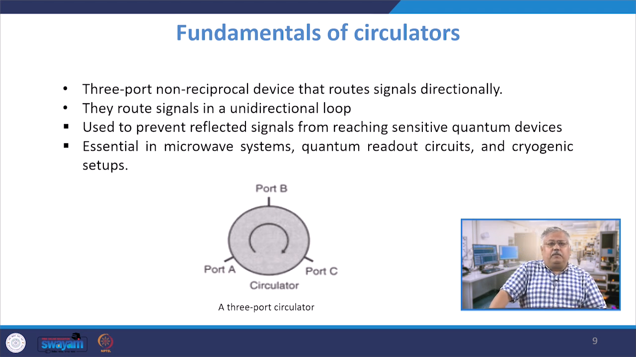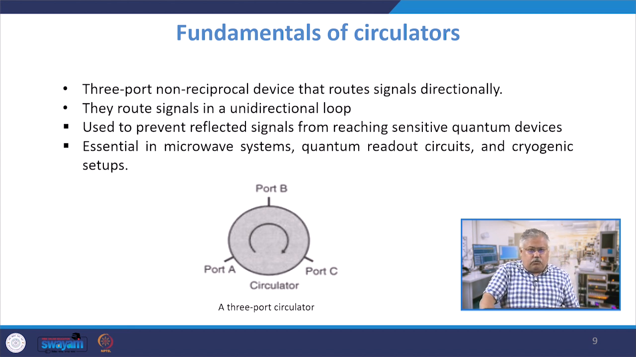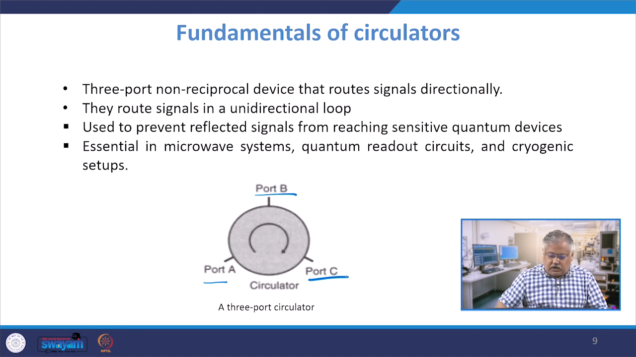Let me give you the fundamentals of a circulator. Please understand this way, let me go ahead with this one and then I will explain to you in terms of cryogenics and quantum computing. This is basically a 3-port device, which is port A, port B and port C. And what it does is it tries to route the signal in one direction.